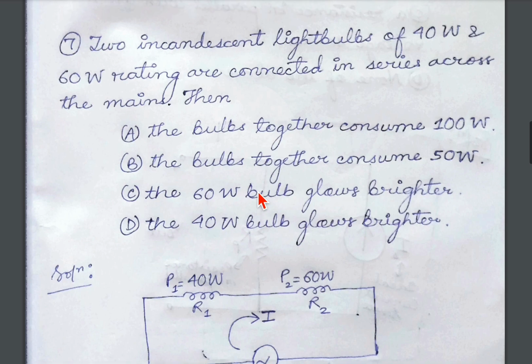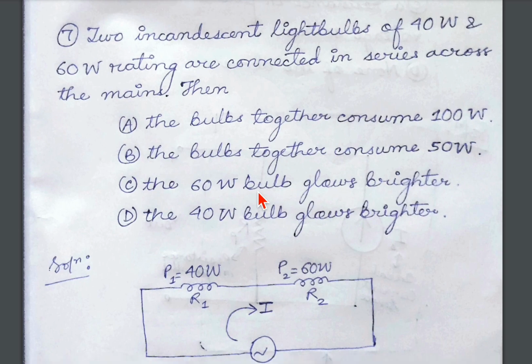Okay, now, all right, let's see what this question says. It says two incandescent light bulbs of 40 watt and 60 watt rating are connected in series across the mains. Then option A, the bulbs together consume 100 watt. Option B, the bulbs together consume 50 watt. Option C, the 60 watt bulb glows brighter. Option D, the 40 watt bulb glows brighter.